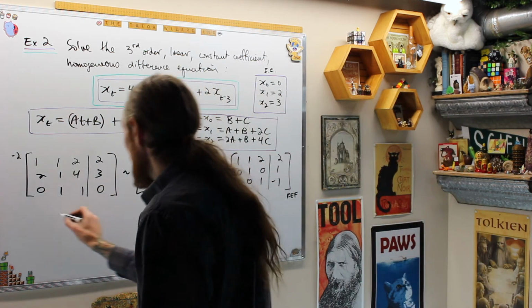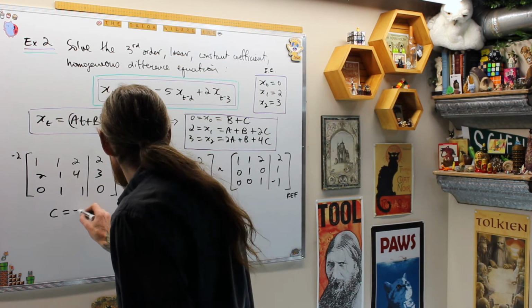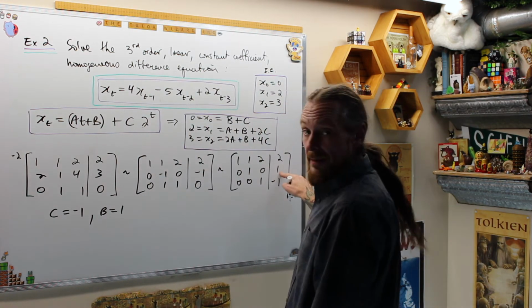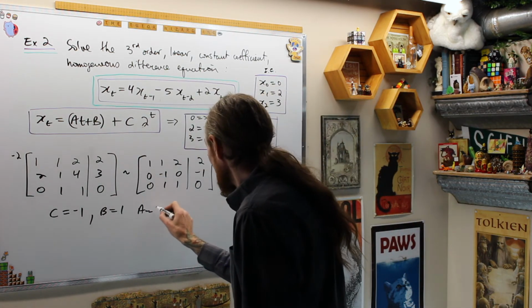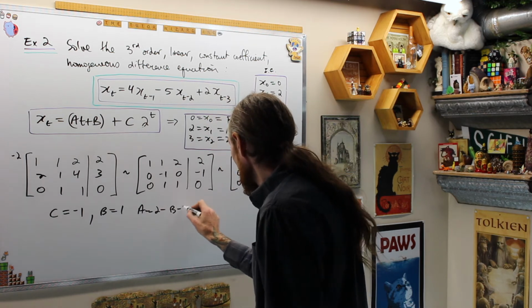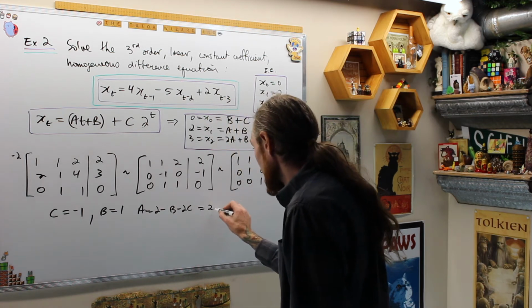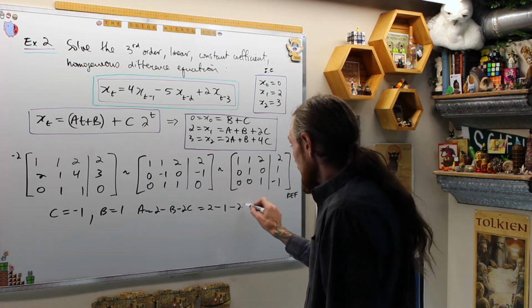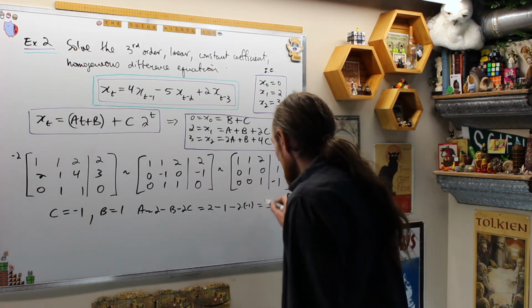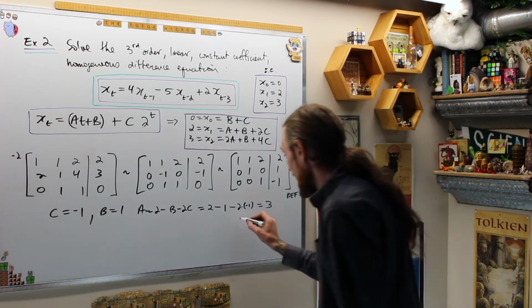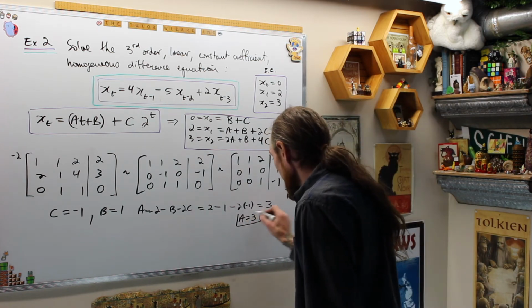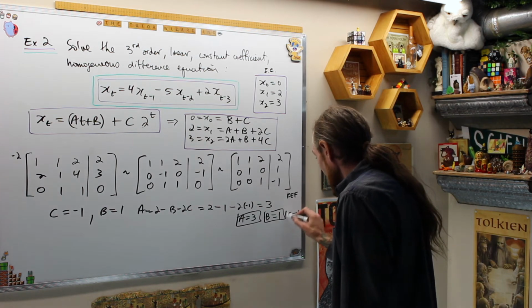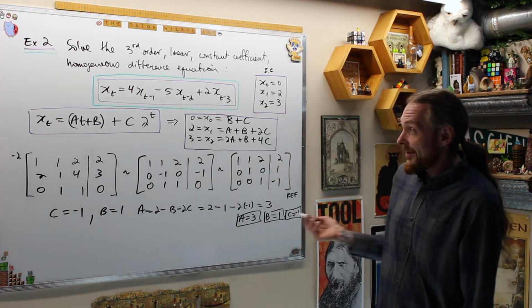Who was the last one? C is negative 1. B is equal to 1, and A is equal to 2 minus B minus 2C, which is equal to 2 minus 1 minus 2 times minus 1, which is 3. So that tells us A is 3, B is 1, and C is negative 1. There, I found the 3 values.